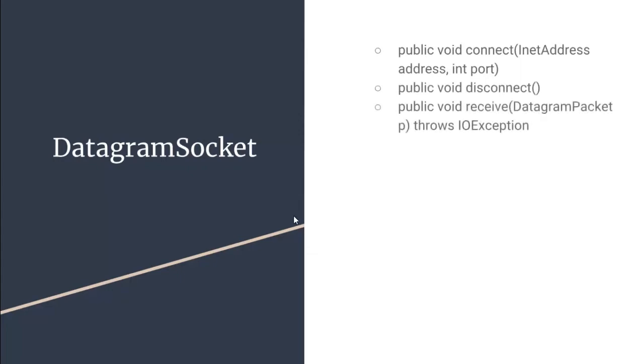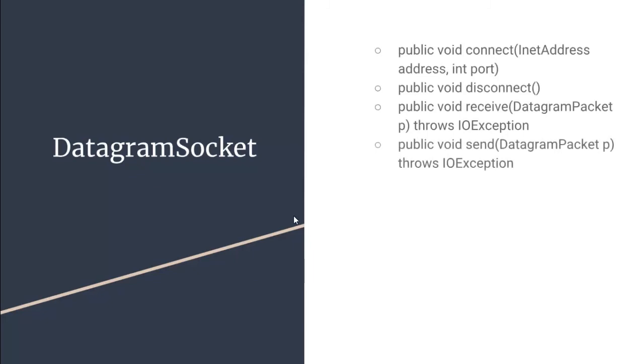Fourth one, public void receive(DatagramPacket p) throws IOException. Receives a datagram packet from this socket. When this method returns, the datagram packet's buffer is filled with the data received. This method remains in a blocked state until a datagram is received, and the length field of the datagram packet object contains the length of the received message. If the message is longer than the packet's length, the message is truncated.